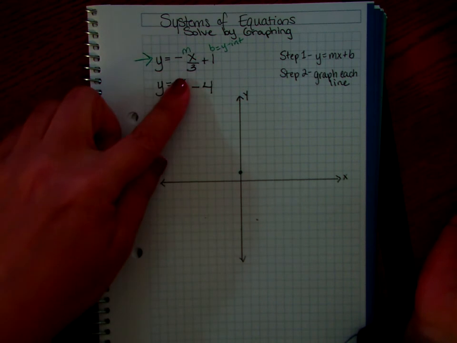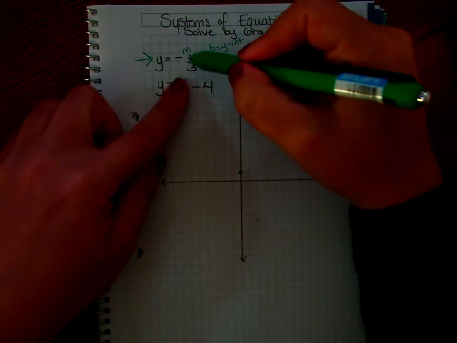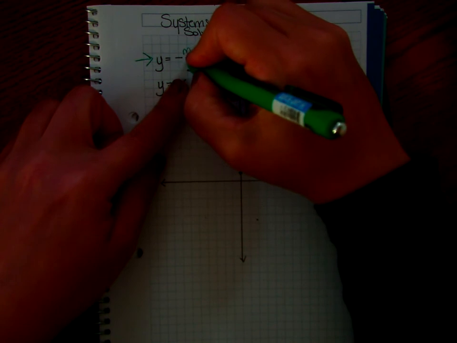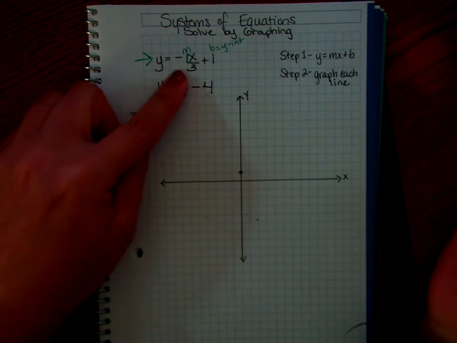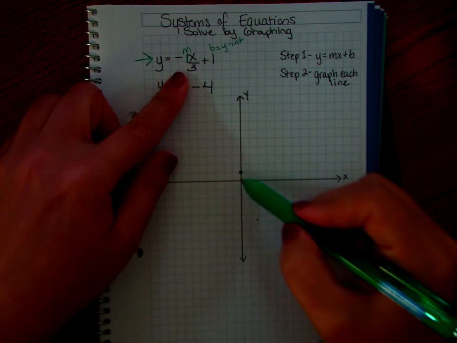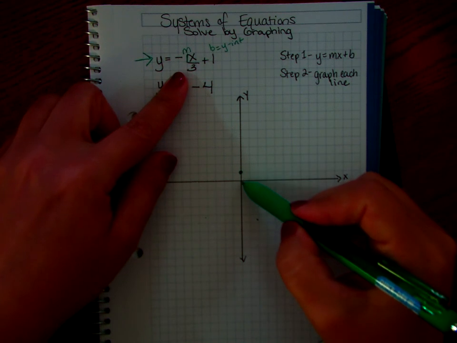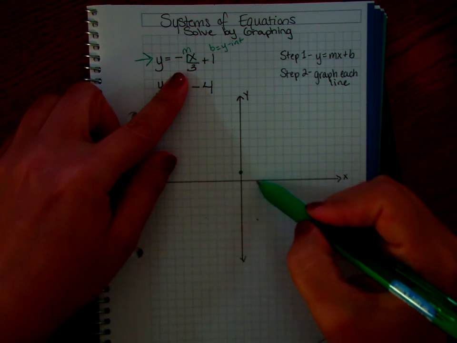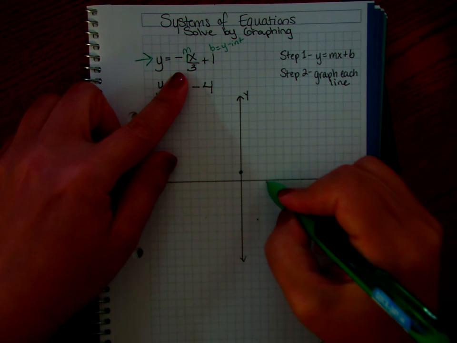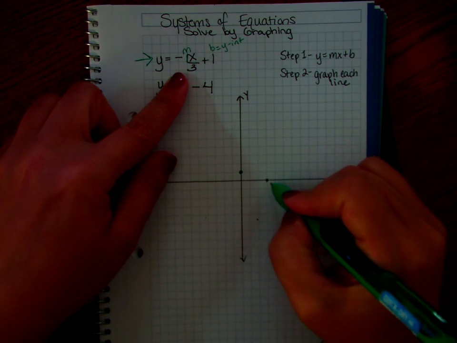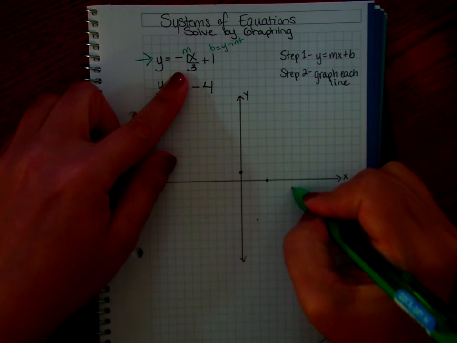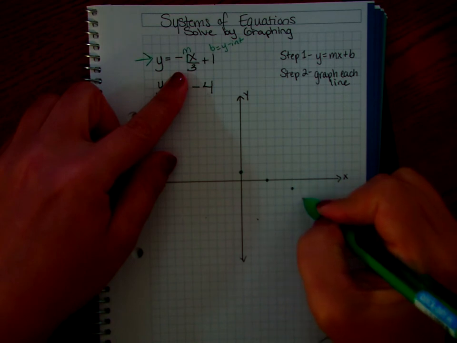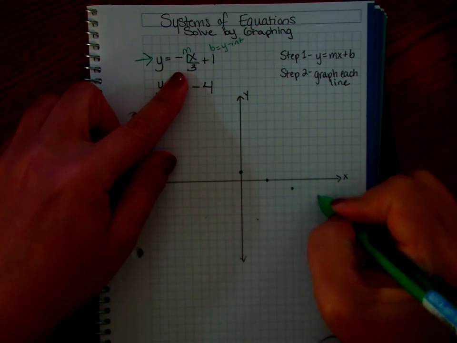Then I look over at my slope. Now, even though there's no number in front of the x, there is always a 1. We just don't write it. So my slope is -1/3. So that means I'm going to go down 1, to the right 3. 1, 2, 3. And then you can do it again from that point. Down 1, right 3. Down 1, right 3.